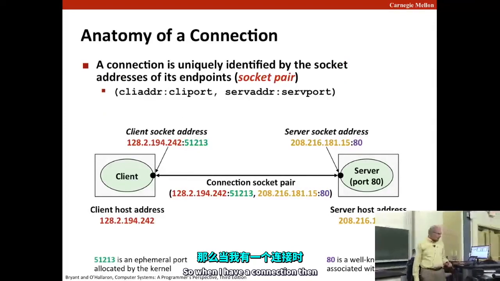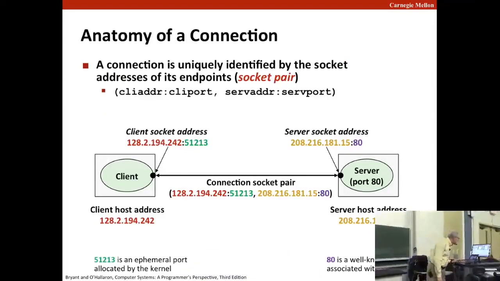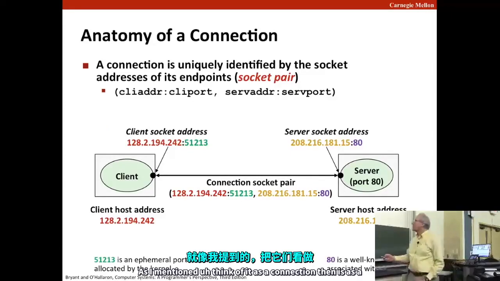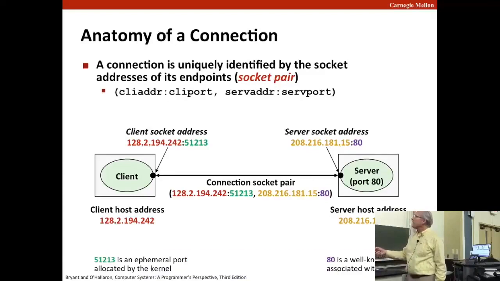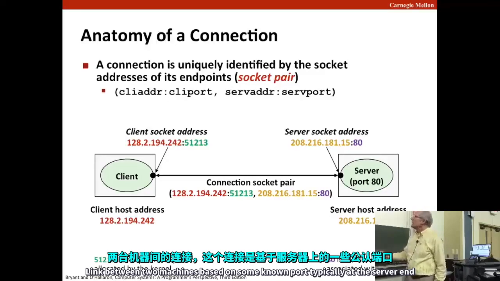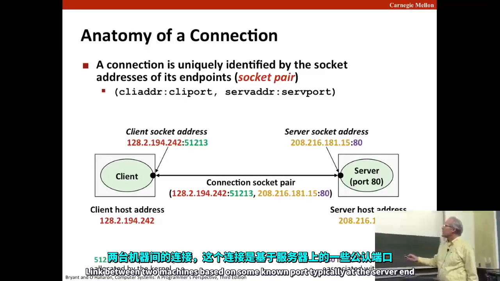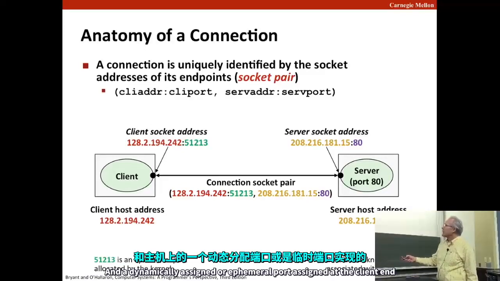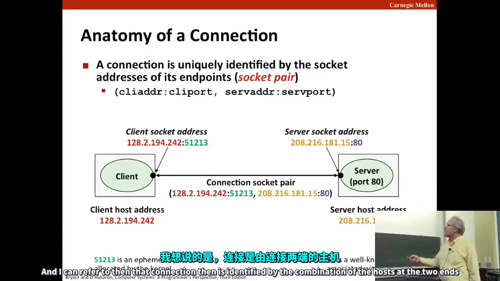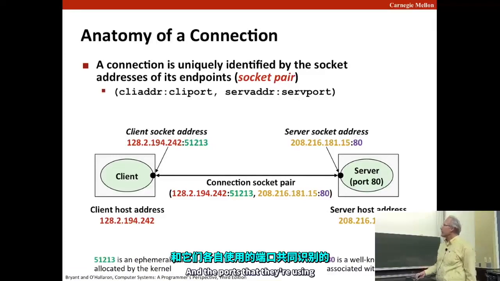So when I have a connection, as I mentioned, think of it as a link between two machines based on some known port, typically at the server end, and a dynamically assigned or ephemeral port at the client end. I can refer to that connection as identified by the combination of the hosts at the two ends and the ports that they're using.